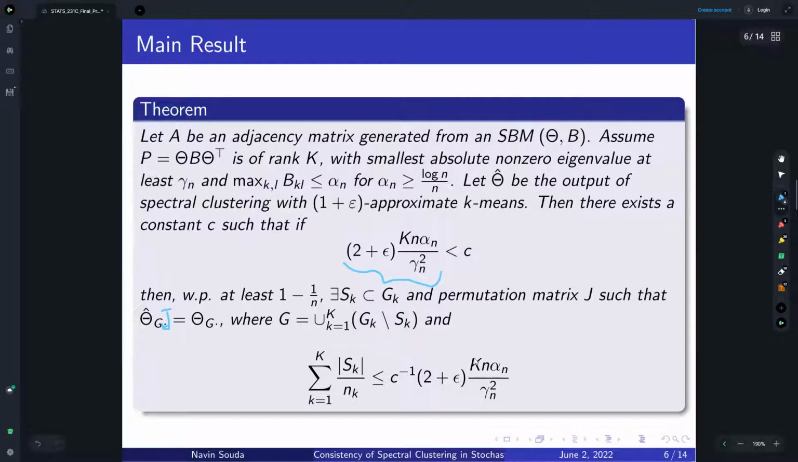communities. But if we just look at this bound naively, it seems like it actually decreases with alpha n. But it turns out that this gamma n squared, or gamma n in general, actually also depends on alpha n, and so it's not as though it actually does decrease with alpha n.